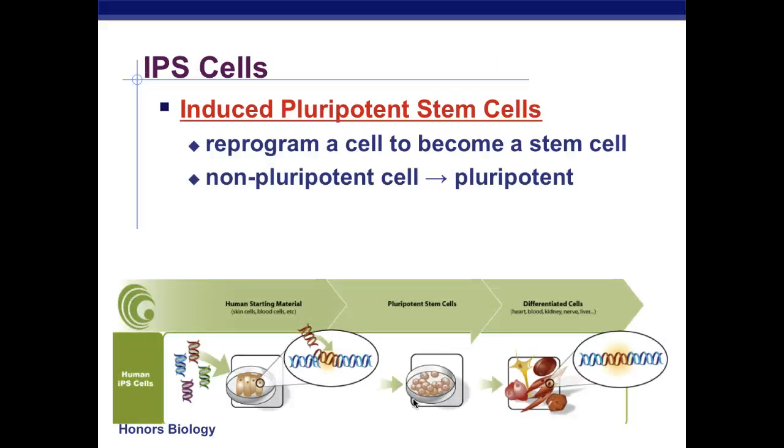So this is your iPS cells. iPS cells are induced pluripotent stem cells. So we know that pluripotent cells are the fetal or embryonic stem cells. And then we know that multipotent stem cells are the adult stem cells. And adult stem cells are limited in what they can grow into.